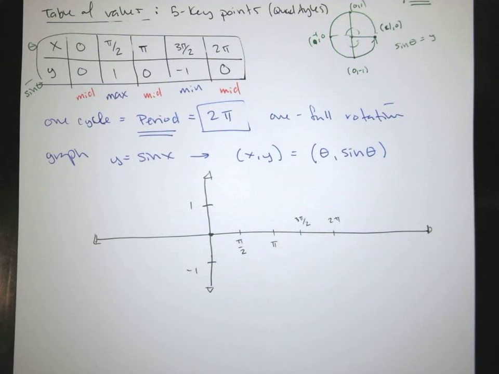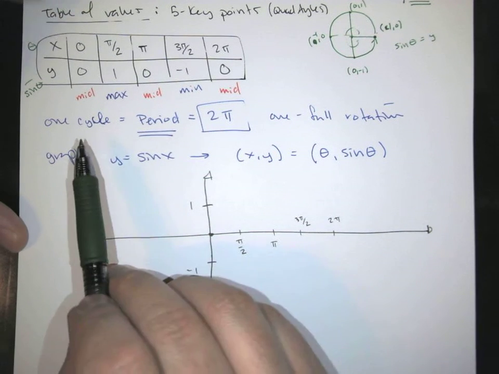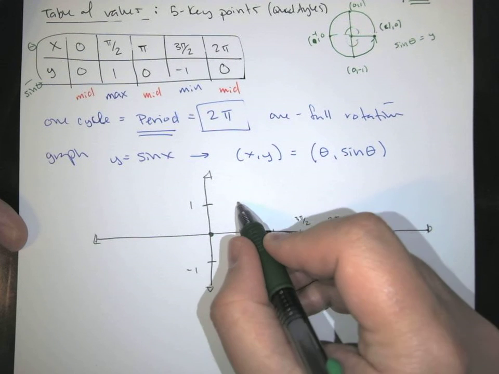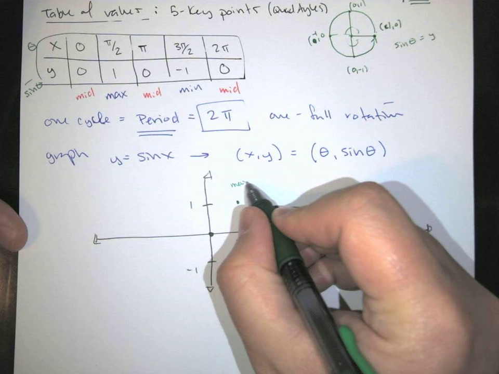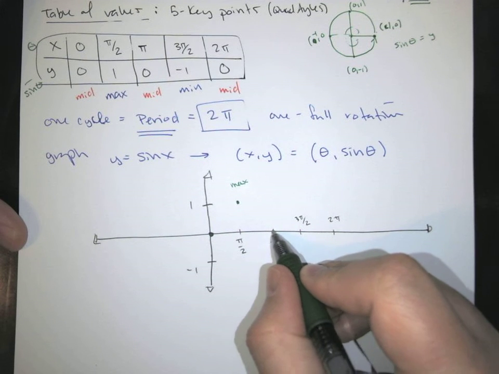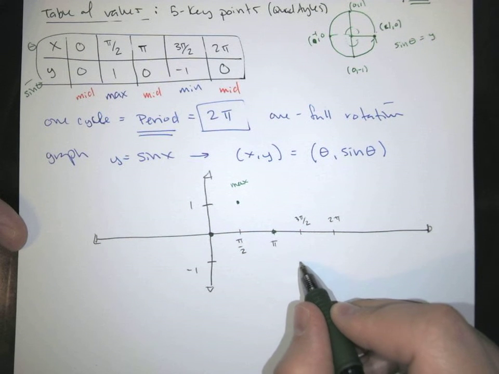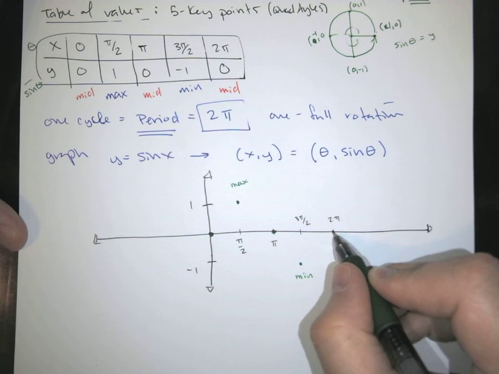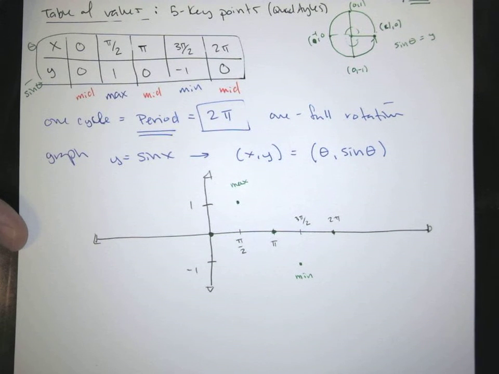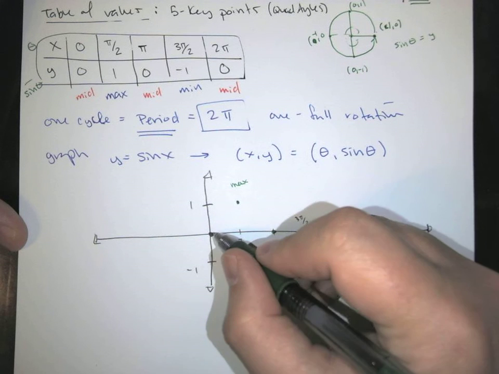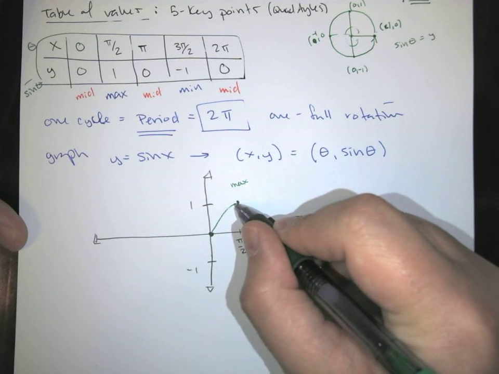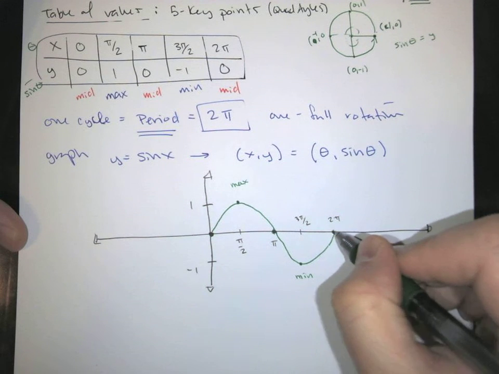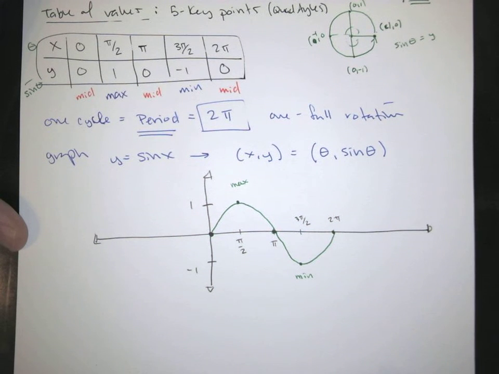So if I start to graph this, based on my table, obviously I start at 0, 0. I've got pi over 2, I'm up here at my max. When x is pi, I'm back here at the middle of 0. When x is 3 pi over 2, I'm down here at my minimum. And then 2 pi, I'm back to the beginning of the cycle. So what I want to do is draw a nice smooth curve, as smooth as I can, to connect all these points. I don't want to draw sharp corners or anything. It roughly goes like this.